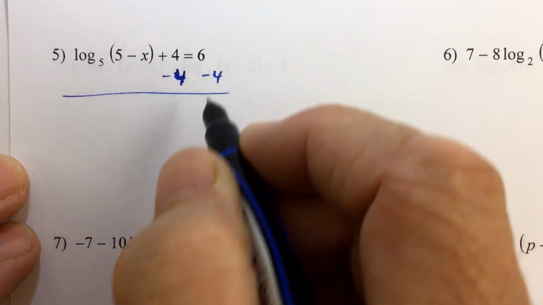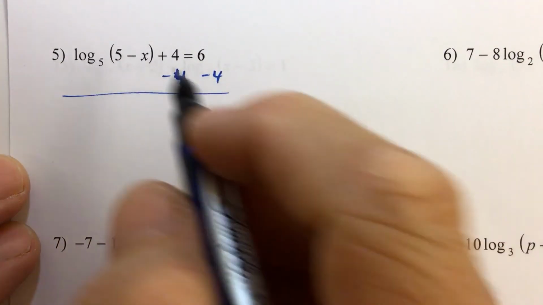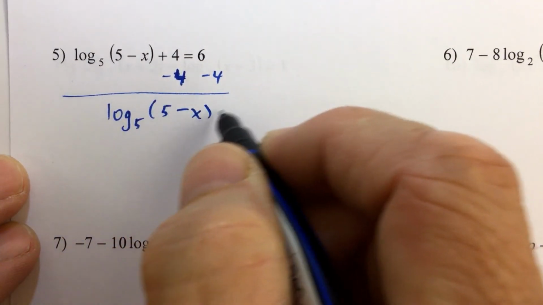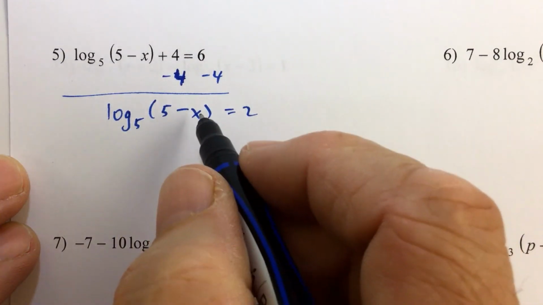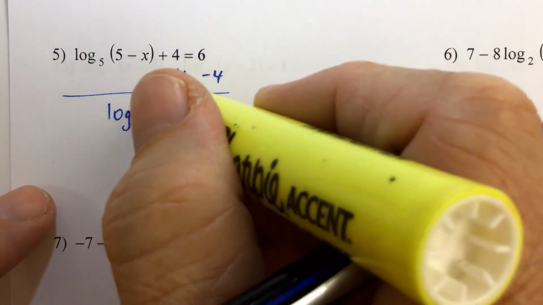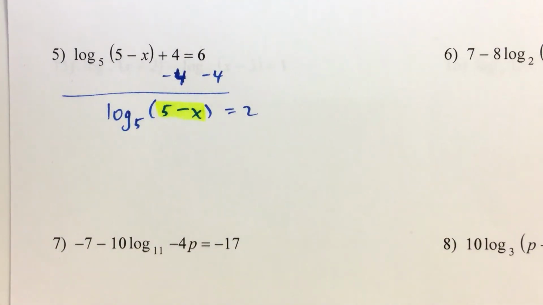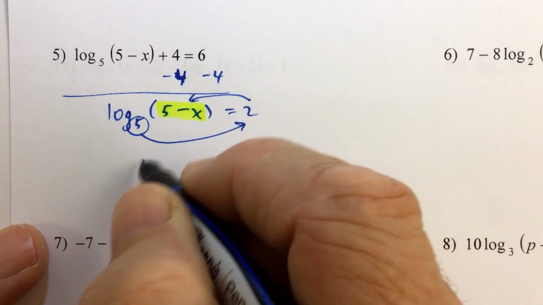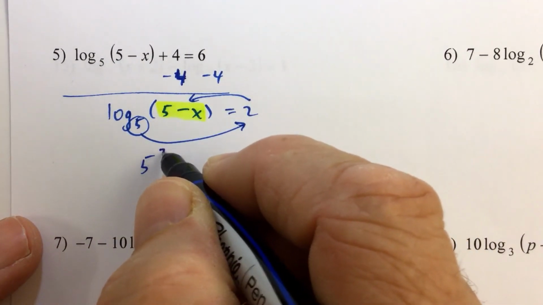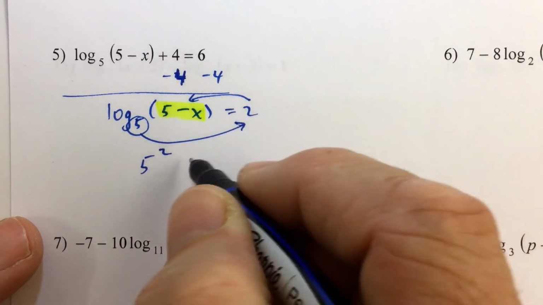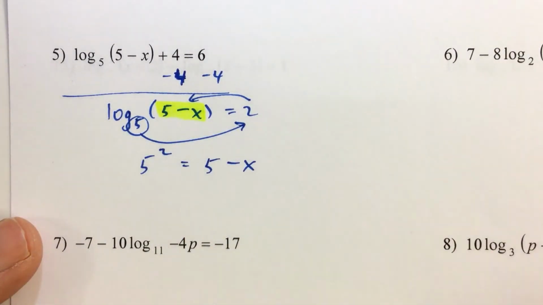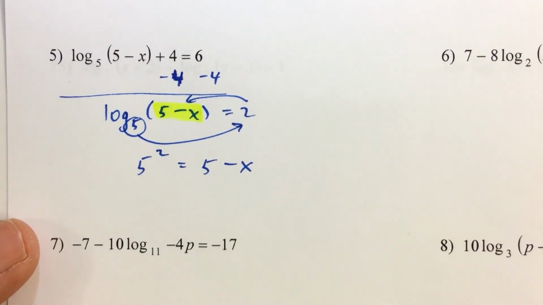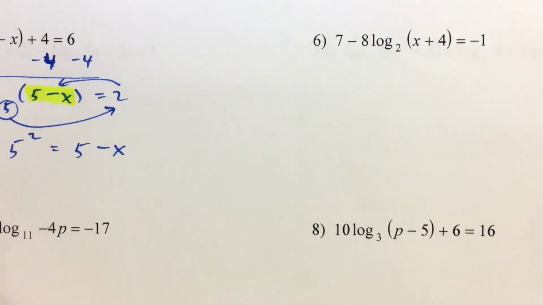to take care of that, getting the log by itself on one side, is just subtract 4 from both sides, which would give us the log base 5 of 5 minus x is equal to 2. And then we can see again, we have our variable x locked up right here in the log expression, and to unlock that, we would just rewrite the same equation using exponential form. And so we would write 5 to the second power is equal to 5 minus x. And again, that's just another linear equation that we can easily solve using the same methods that we've used before.